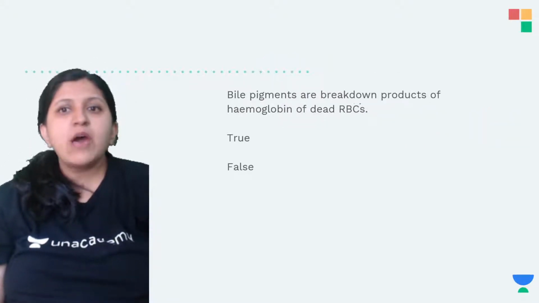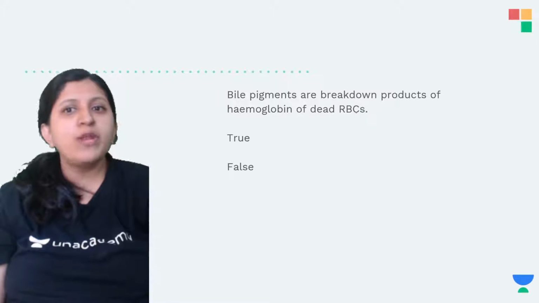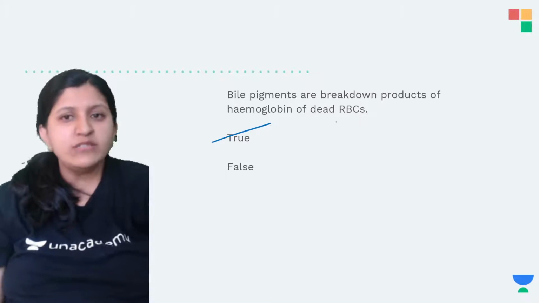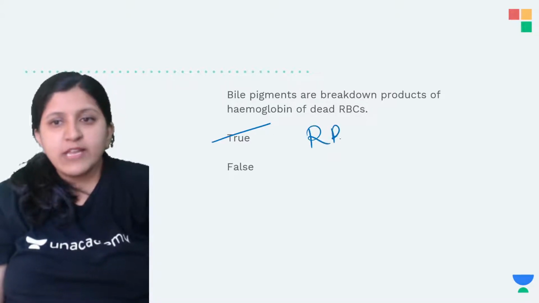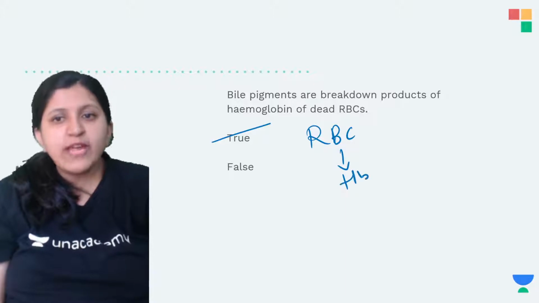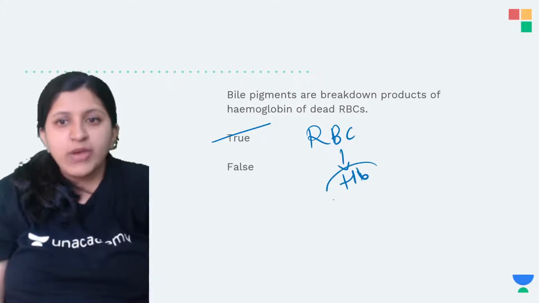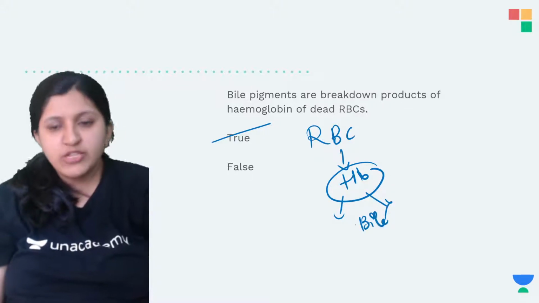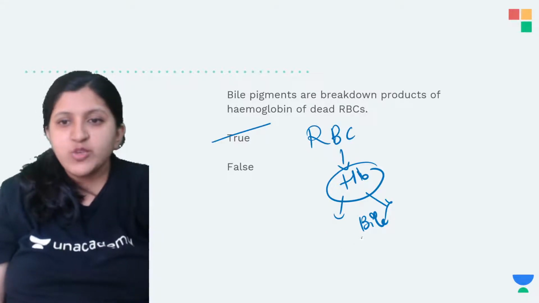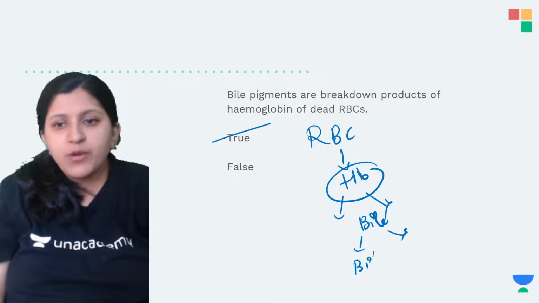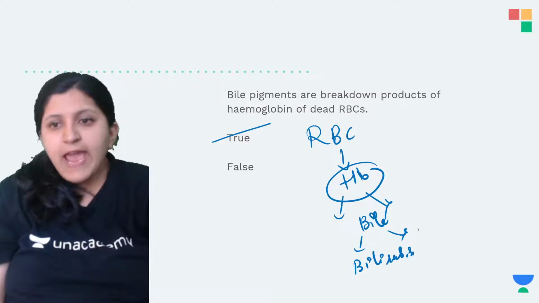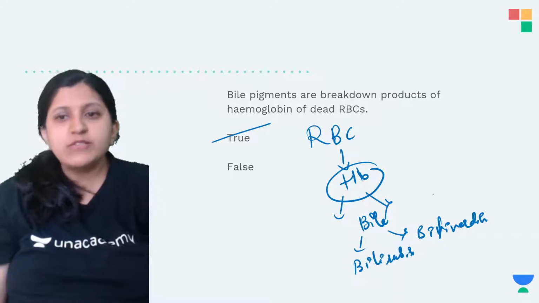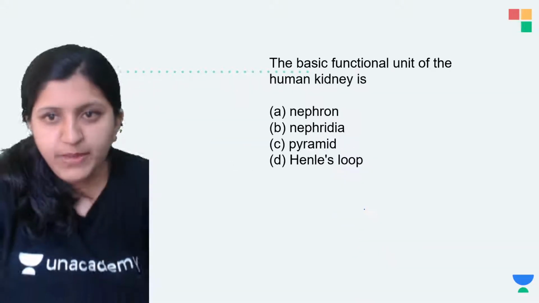Bile pigments are breakdown products of hemoglobin of dead RBC. Whether it is true or false? Yes, this is true, because the RBCs have hemoglobin, right? That is why the red coloration is obtained, and when these are broken down, there is bile juice formation. So bile juice or bile pigments, as we mentioned, is nothing but bilirubin and also biliverdin. So this is with respect to bile juice, or bile pigment.